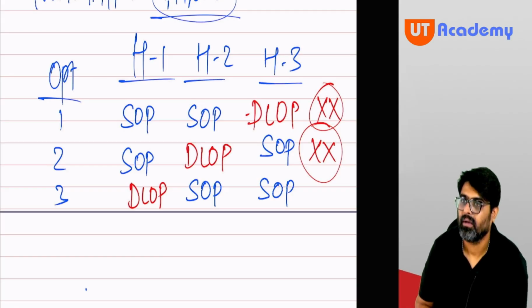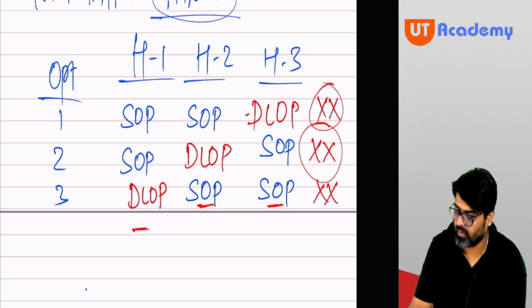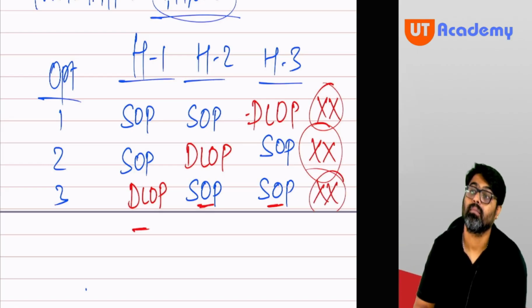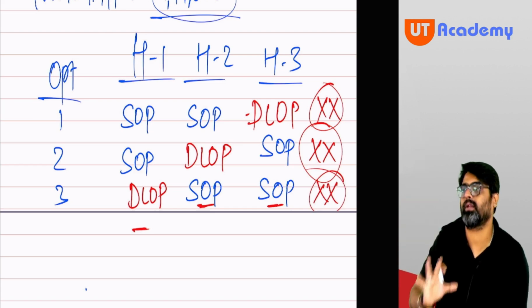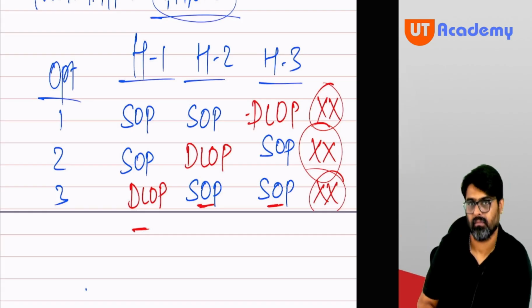Getting my point? Likewise, for the third option also I will have to do. I will have to calculate SOP income, I will have to calculate SOP income, and I will have to calculate this DLOP income. All the 3 incomes I will add and I will get one total. This is my taxable income if I choose option number 3. Now, which is the best option out of all the 3? Having highest taxable income or lowest taxable income? Yes or no? What if all the options are having loss?